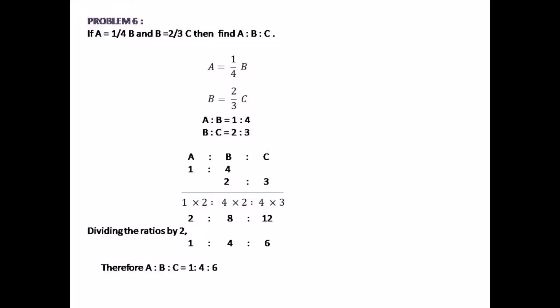If A equals 1 by 4 B and B equals 2 by 3 C, then find A is to B is to C. Given that A equals 1 by 4 B and B equals 2 by 3 C, this can be written as A is to B equals 1 is to 4, B is to C equals 2 is to 3. On solving we get A is to B is to C equals 1 is to 4, 2 is to 3. This can be written as 1 into 2 is to 4 into 2 is to 4 into 3, that is 2 is to 8 is to 12. Here these ratios are divisible by 2, so dividing by 2 we get 1 is to 4 is to 6. Therefore A is to B is to C equals 1 is to 4 is to 6.